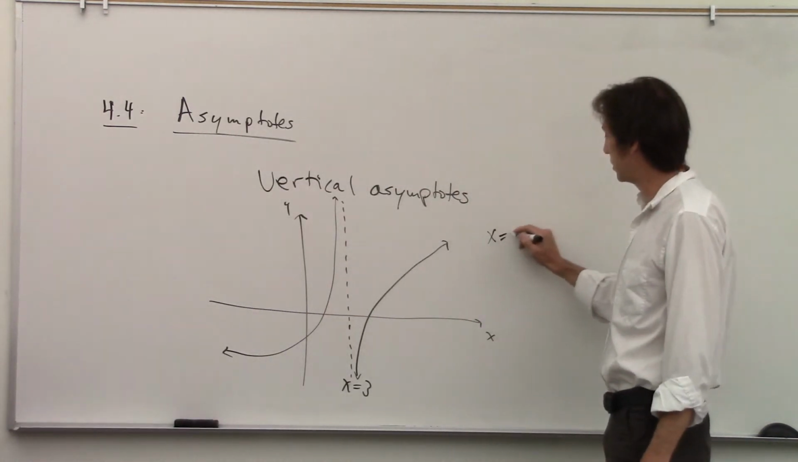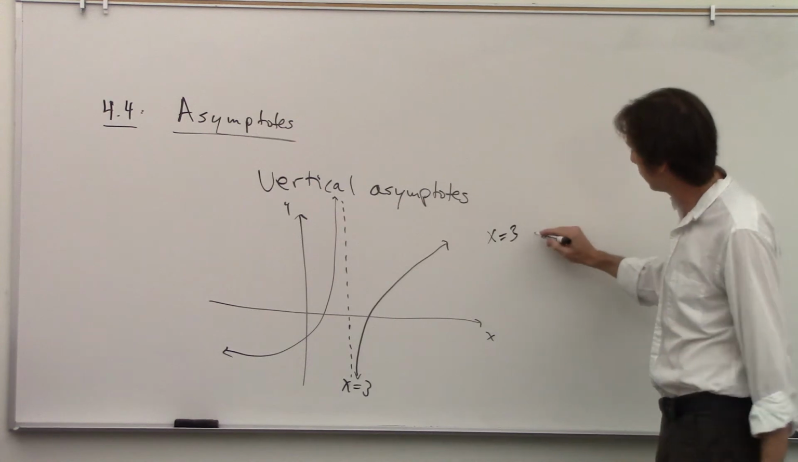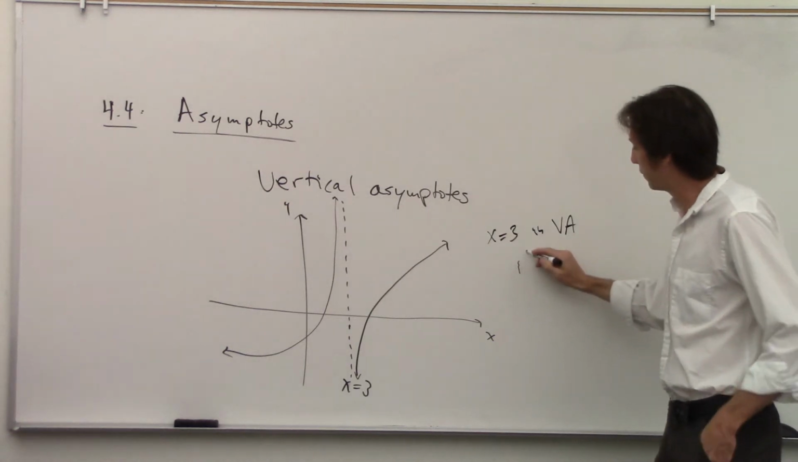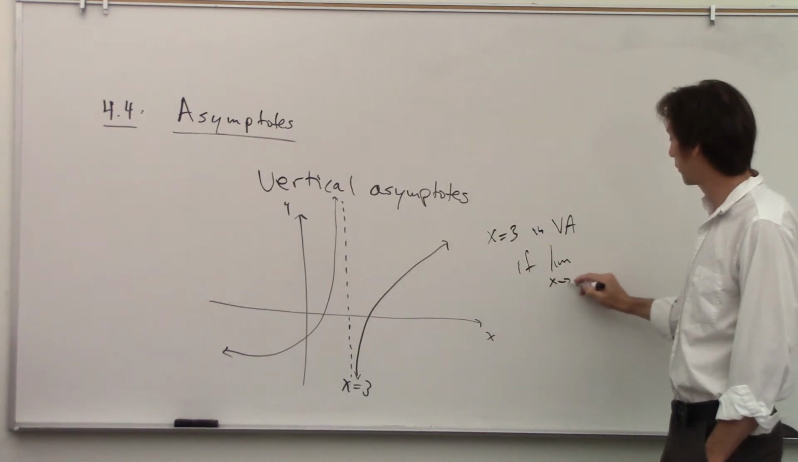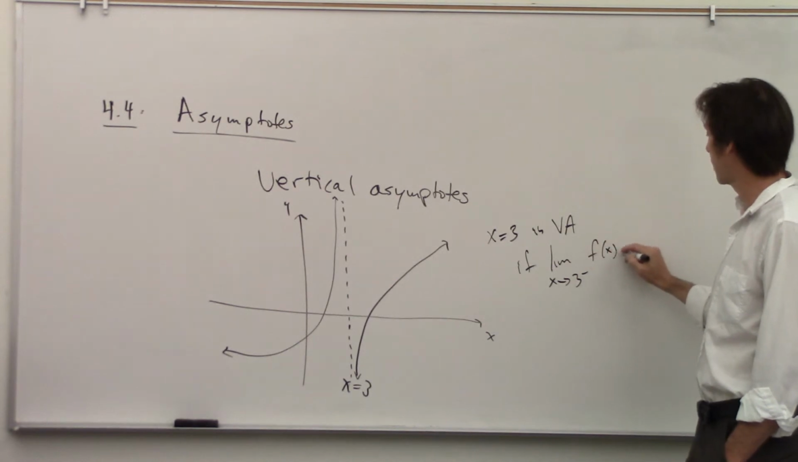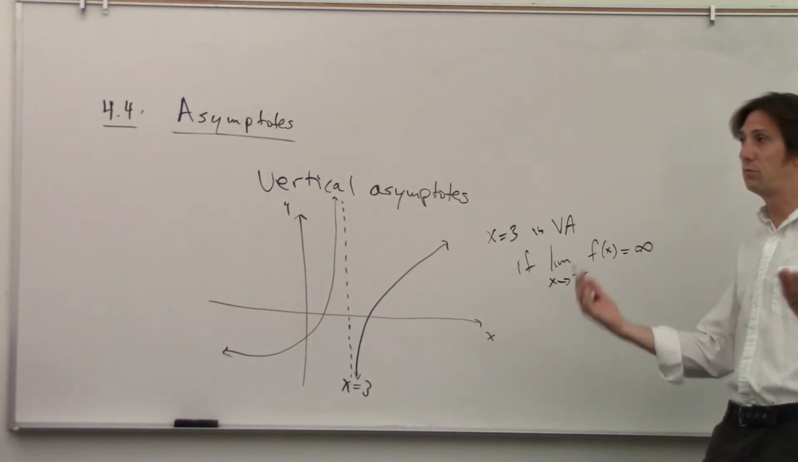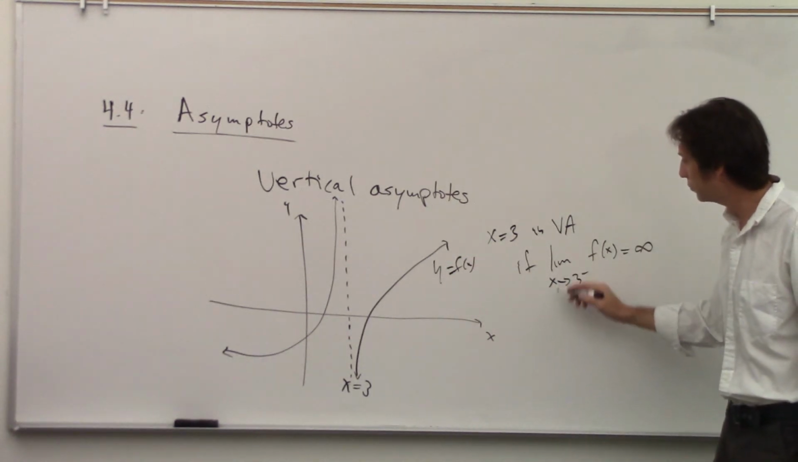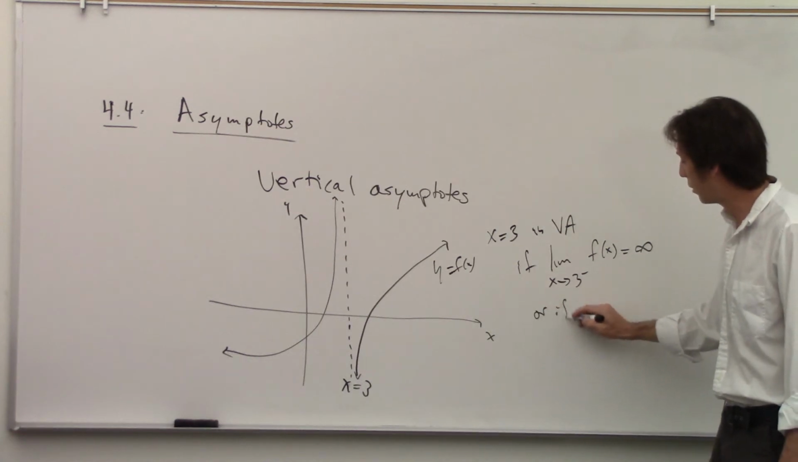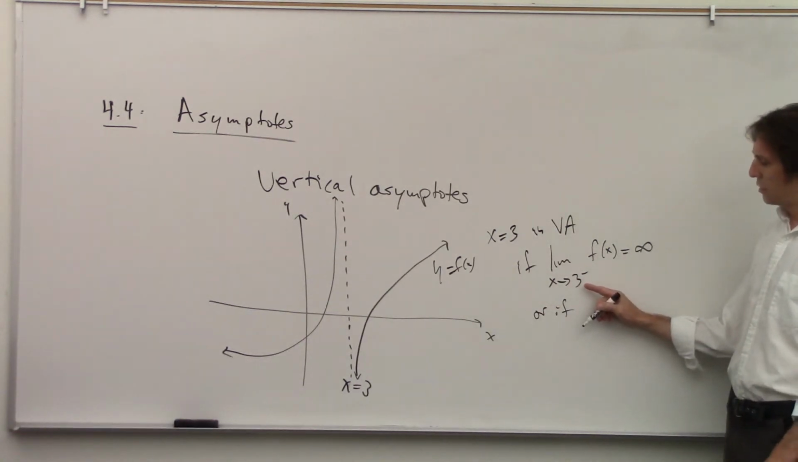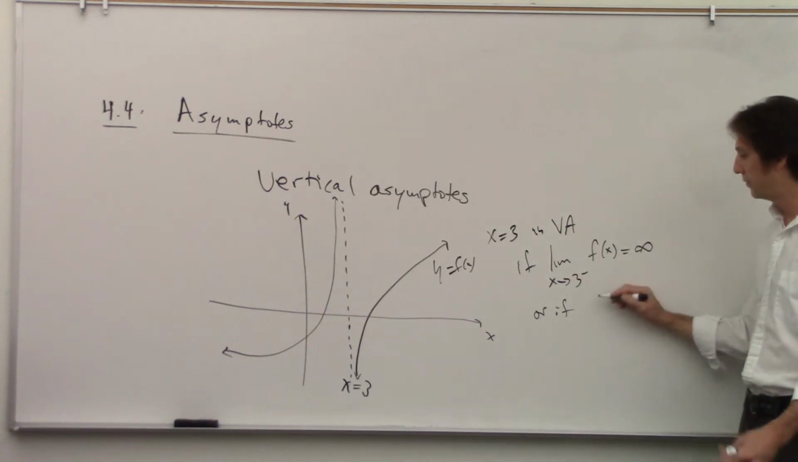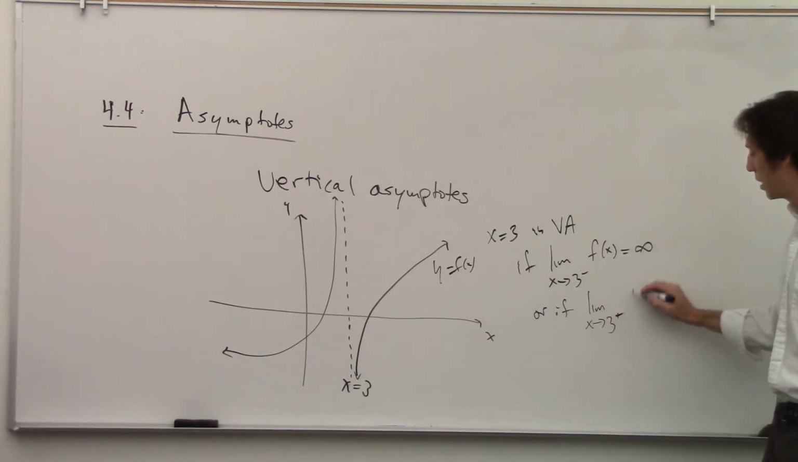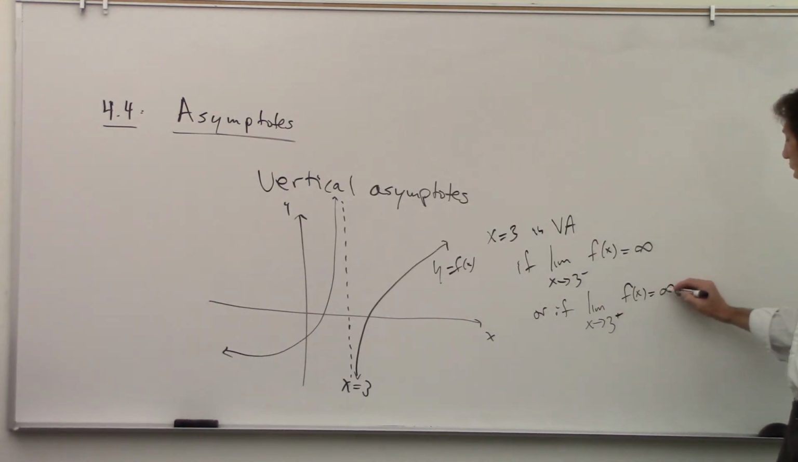The definitions for vertical asymptotes are in the book. x equals 3 is a vertical asymptote, which I'm going to often abbreviate as VA, if, for example, the limit as x goes to 3 minus of the function f of x is equal to infinity, or could be minus infinity. There are other options here, right? Maybe my limit as I go to 3 from the left isn't infinity or minus infinity, but my limit as I go to 3 from the right of the function is equal to either plus or minus infinity.